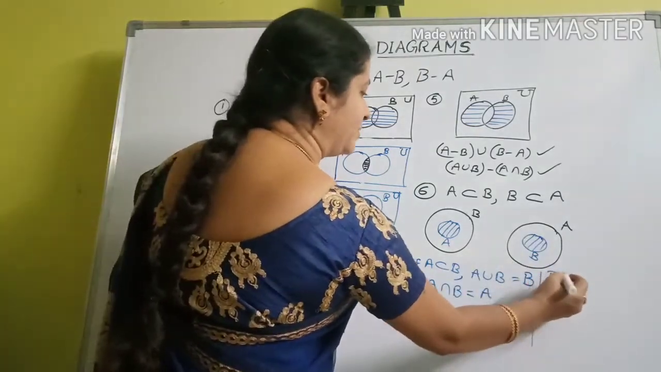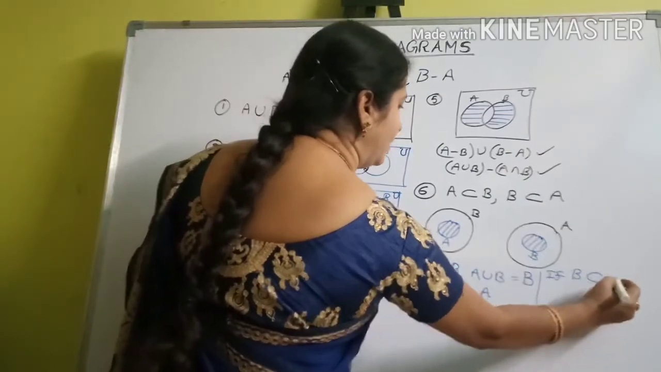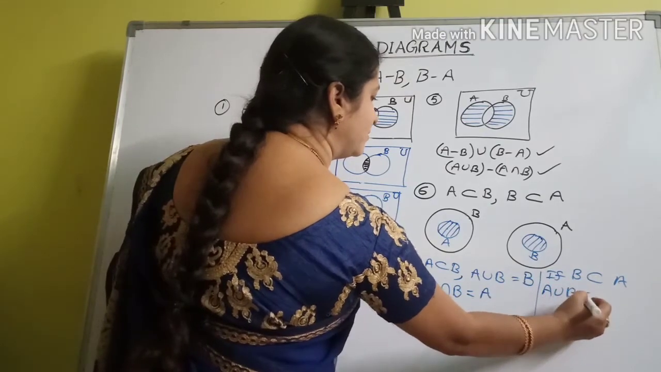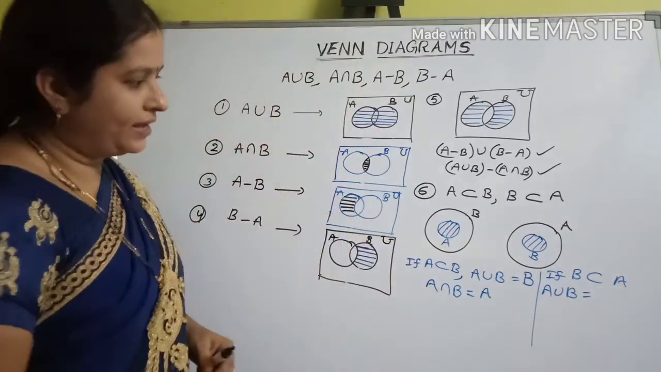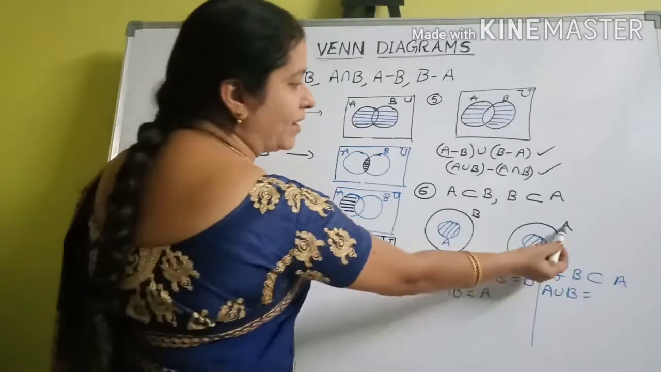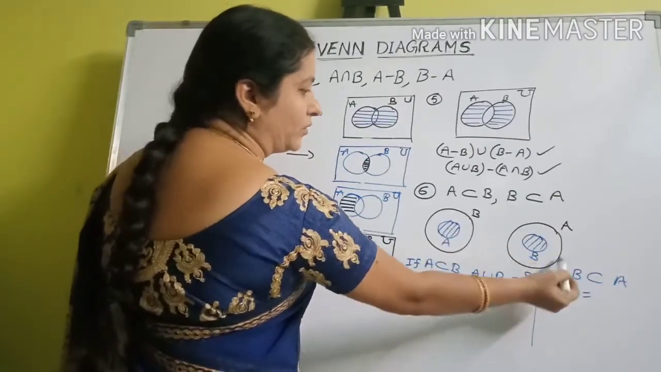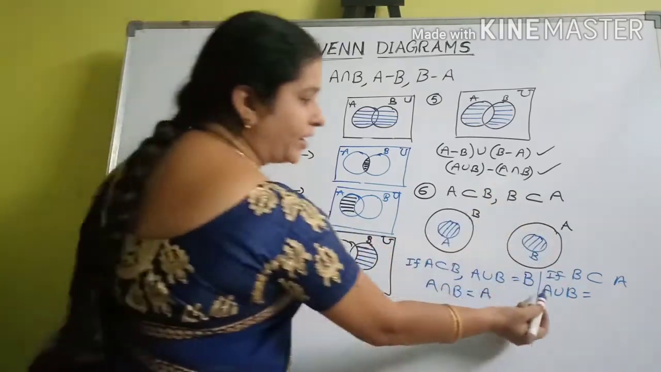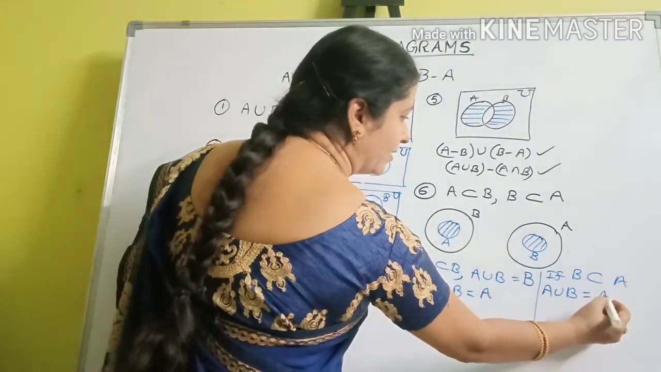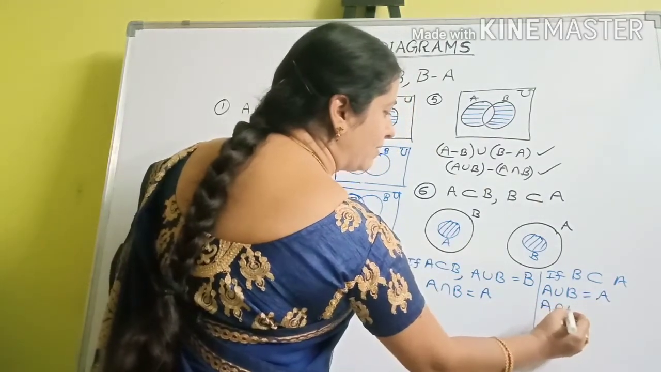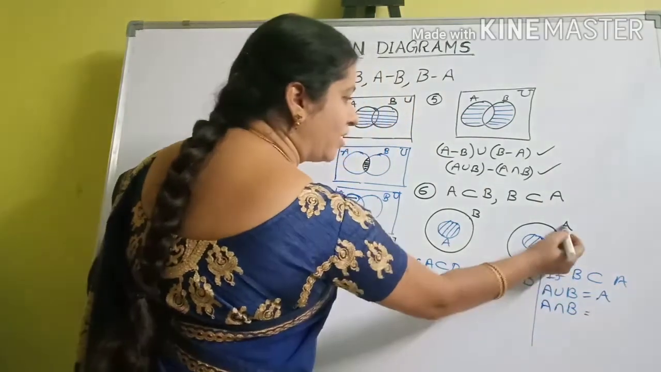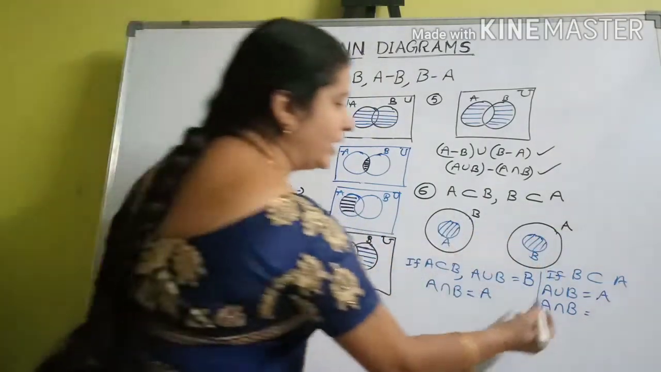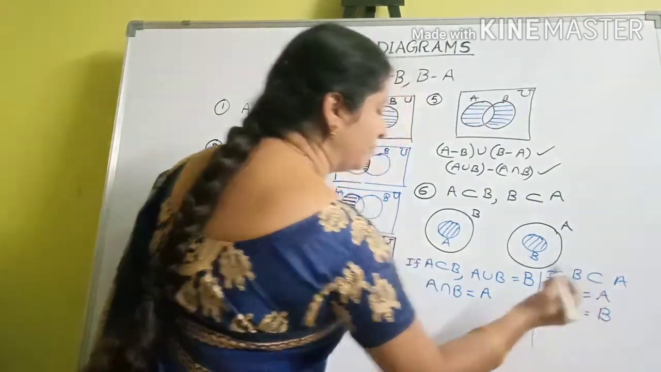So if B subset A, what can you say about the A union B value? If B is a subset of A, the total set here is A. So the A union B value equals A. A intersection B value: what is the common part of both A and B? B is the common part of both A and B. So the A intersection B value is B.